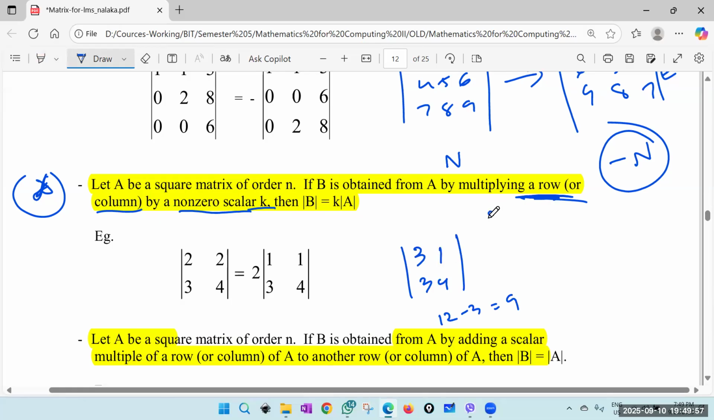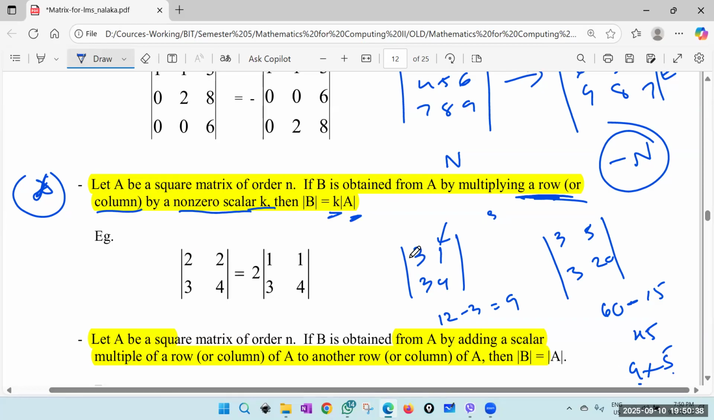Let's say my constant is 5. I multiply this column by 5. So then I have 3, 5 into 1 is 5, 3, and 5 into 4 is 20. I only multiply this column. Now what is the determinant of this one? Remember this one minus this one: 20 into 3 is 60, minus 15, and that is 45. Of course, 45 is the determinant of the original one times that constant. That is why I say k times the determinant of the original one.